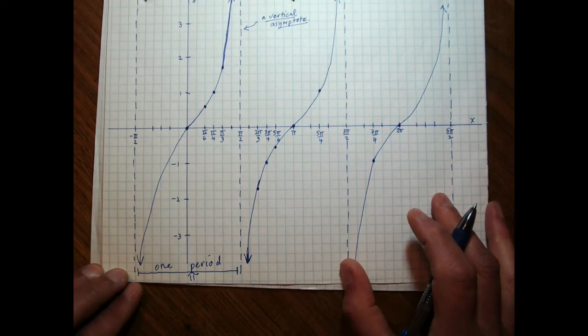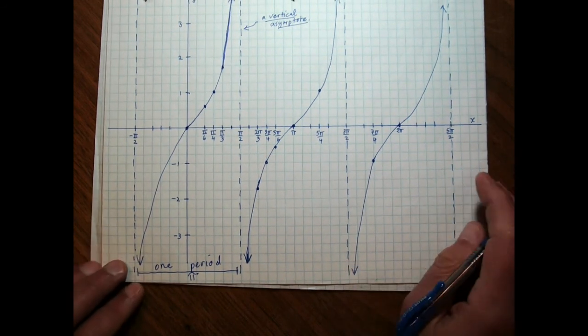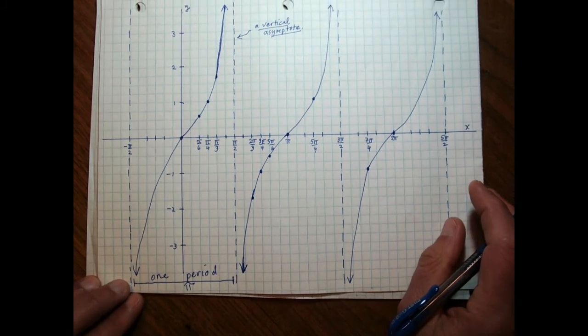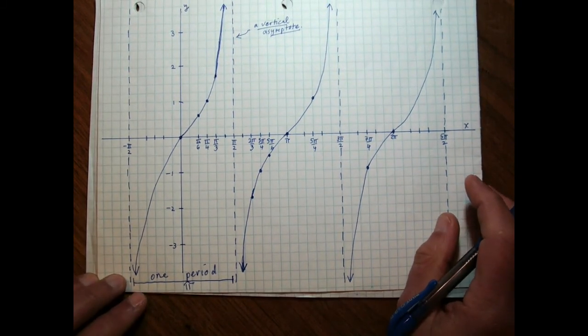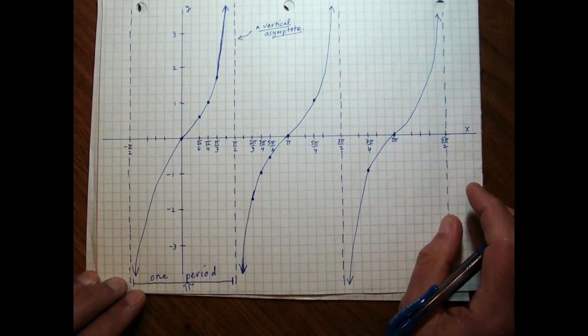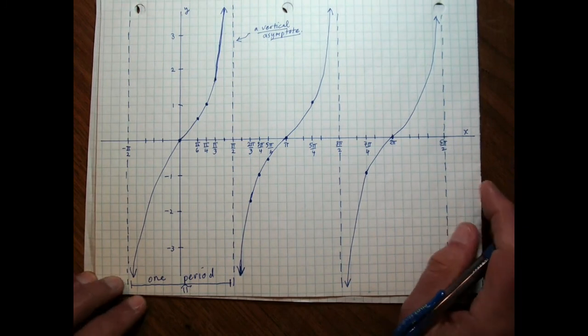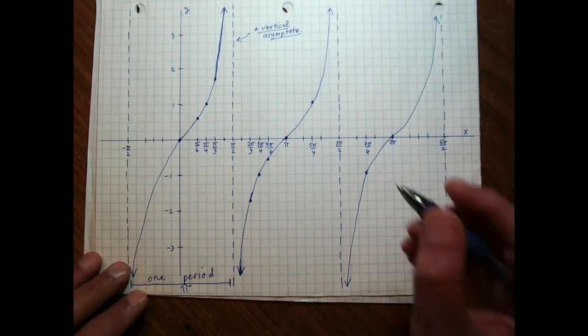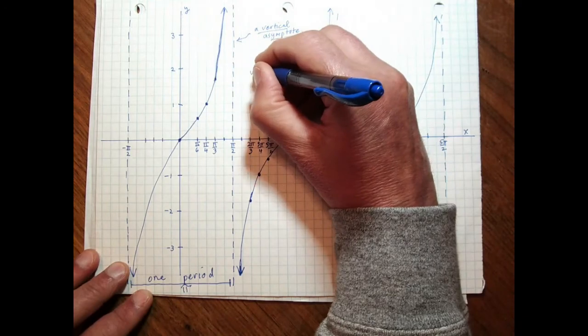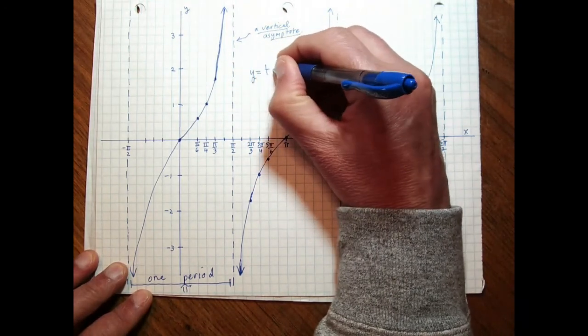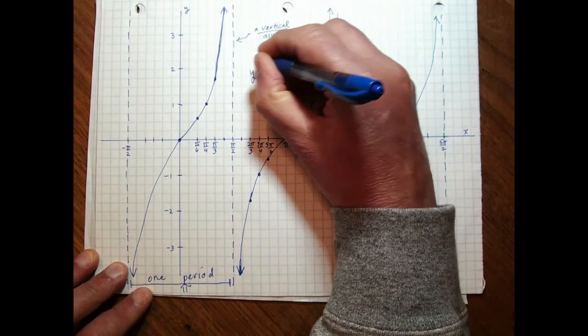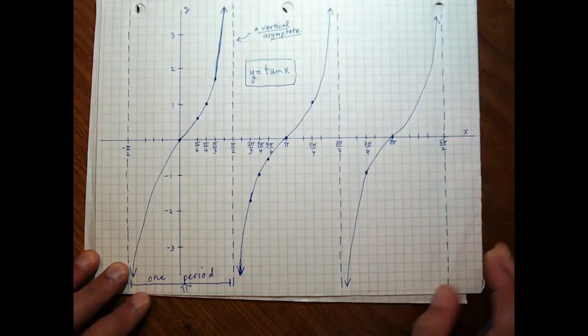But for now, I'm going to stop. In our next segment, we'll have a shorter, quicker way to generate this graph, and we'll also talk about some of the important properties of tangent. Let's just add to this picture. This is our graph of y equals tan x.